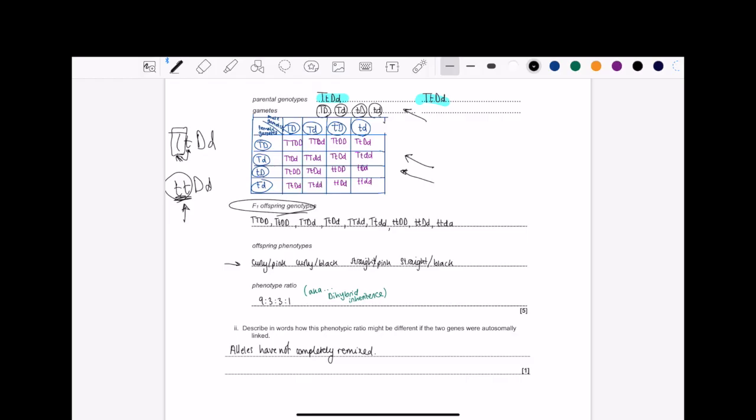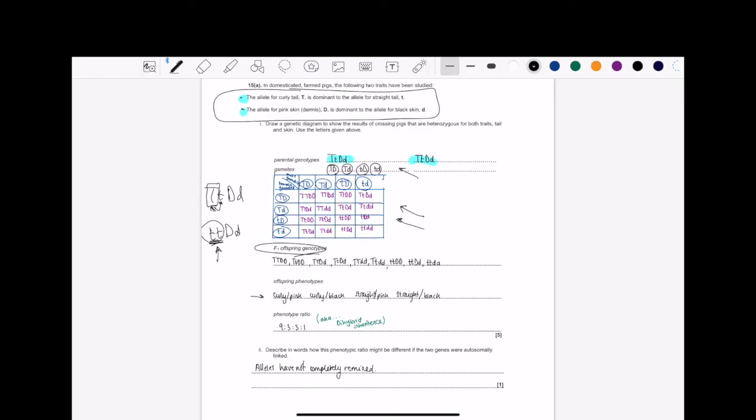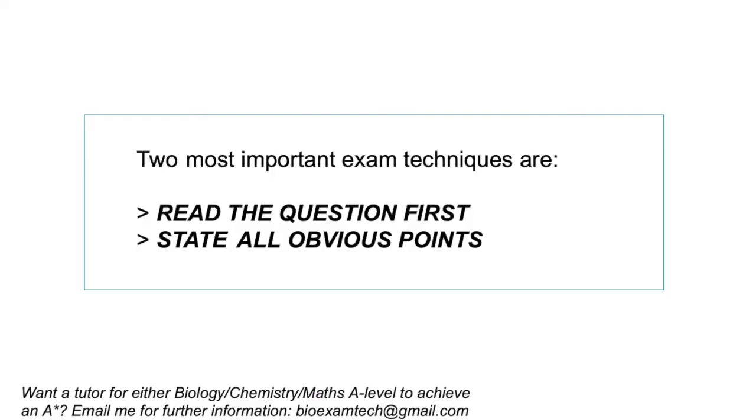And yeah, that is the end of today's episode. So I hope you've learnt a lot about Punnett squares and dihybrid inheritance. And try some more questions yourself as well. I will have a playlist on patterns of inheritance anyways, so you can go on that. Yeah, remember, there are two most important exam technique tips. Number one, read the question first, and number two, state all the obvious points. Now over to you. Try some questions and let me know how it goes.